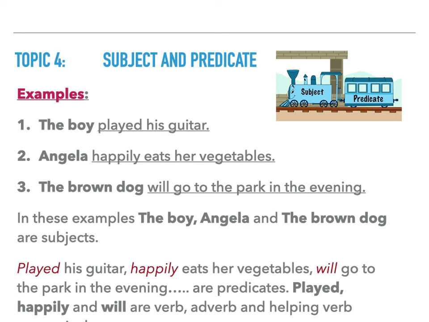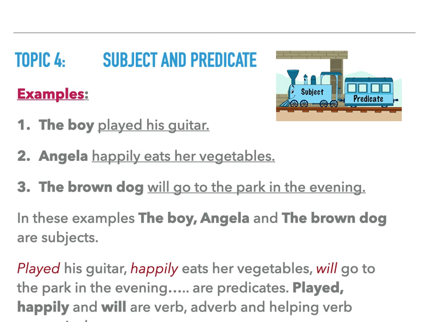Here we have a few more examples. See, in this picture you can see this is subject and this is predicate. The engine is taking the predicate along. The engine is the subject. The boy played his guitar. The boy is the subject here, played his guitar is the predicate, played is the verb. Angela happily eats her vegetables. Angela is your subject. Happily eats her vegetables. What is happily? I have told you, other than a verb, it would be an adverb. Yes, this is an adverb.